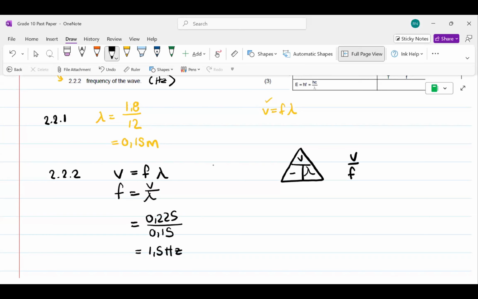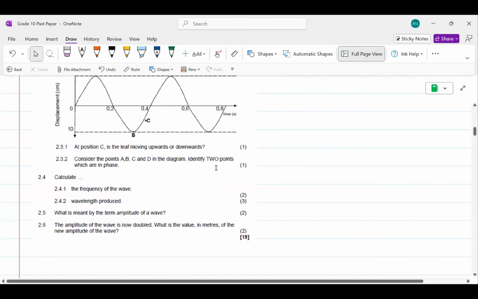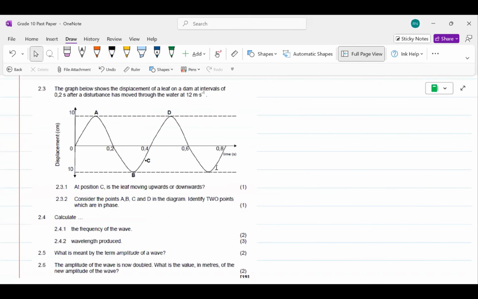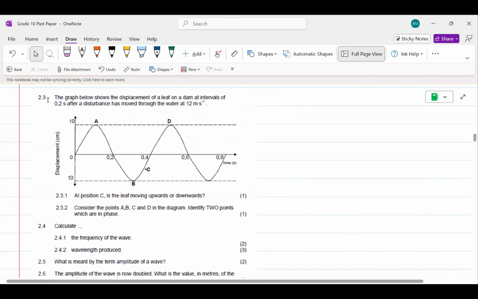Okay, now let's see what the next question says. Okay, so they love giving graphs. So this is a transverse wave because we can see that it's moving up and down. And it says, the graph shows the displacement of a leaf on a dam at intervals of 0.25 seconds after a disturbance has moved through the water, and the wave is moving at 12 meters per second, right?